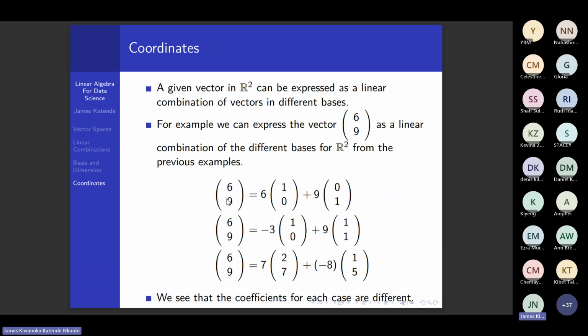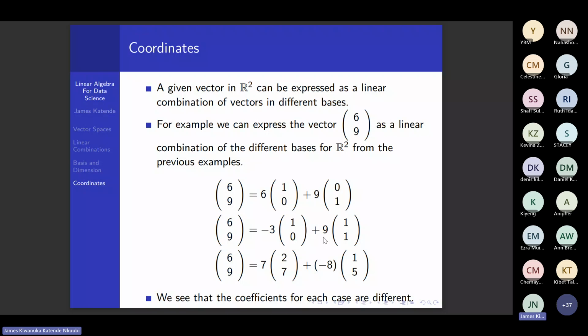So 6, 9 can be written as 6 times 1, 0 plus 9 times 0, 1. So that's the first basis for the same vector. If you use a different basis, this basis 1, 0 and 1, 1, the coefficients change. For the same vector, the coefficients will change. If you use a different basis again, for the same vector, you can see these coefficients change. So these coefficients are what we call coordinates.